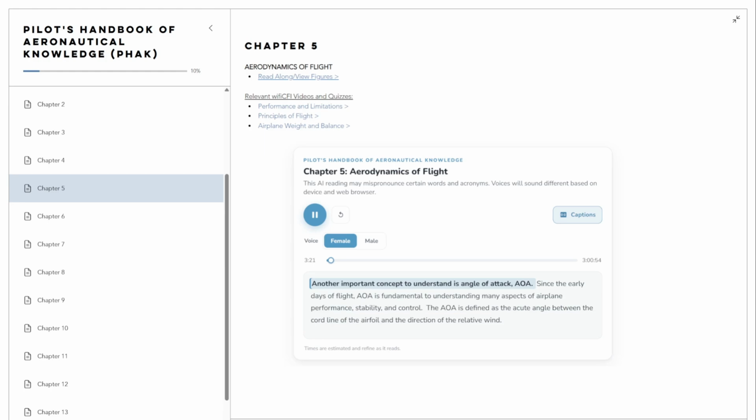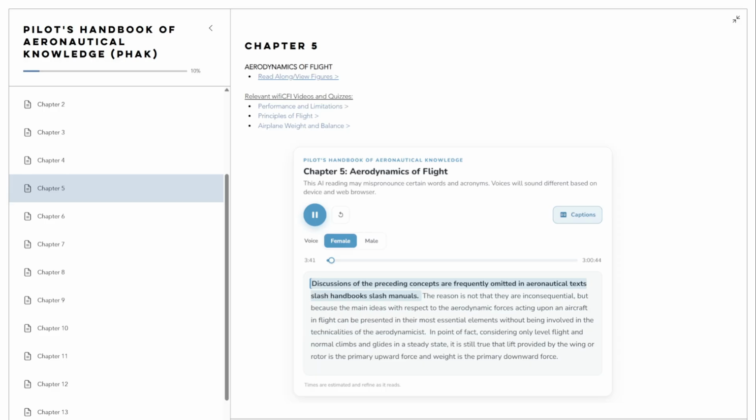Another important concept to understand is angle of attack, AOA. Since the early days of flight, AOA is fundamental to understanding many aspects of airplane performance, stability, and control. The AOA is defined as the acute angle between the chord line of the airfoil and the direction of the relative wind.